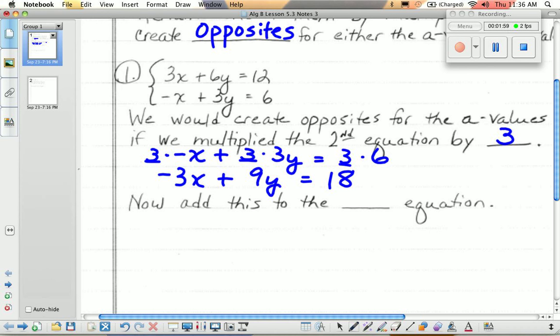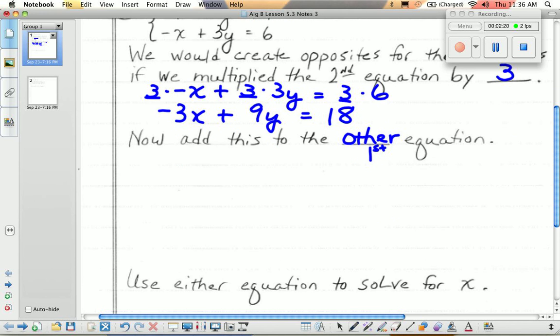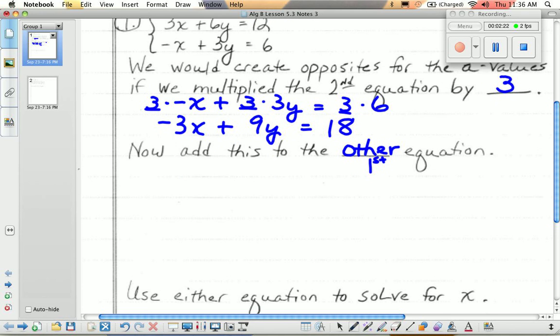Well, once we've renamed one of the equations, we don't want to add it back to its old self. We want to add it to the other equation, which in our case happens to be the first equation this time, because we renamed the second equation. So we're going to set up our addition problem. We have our first equation is 3x plus 6y equals 12. Our new named equation is negative 3x plus 9y equals 18.